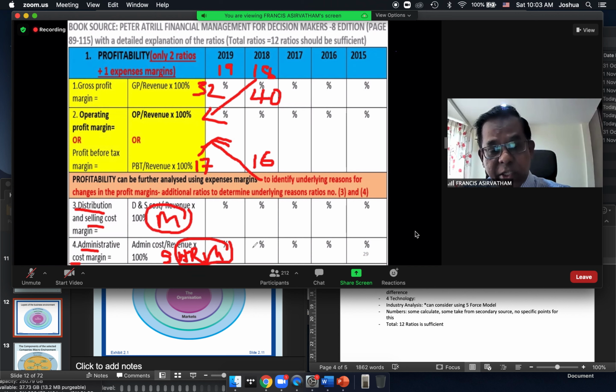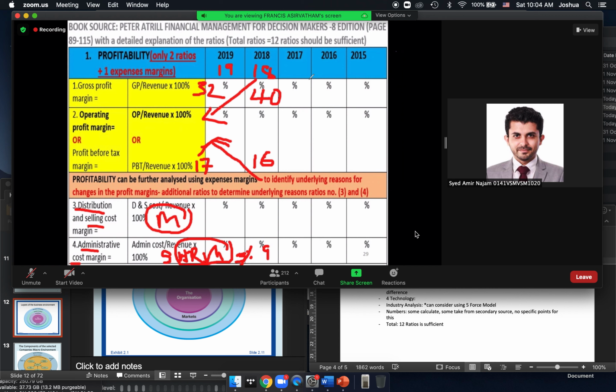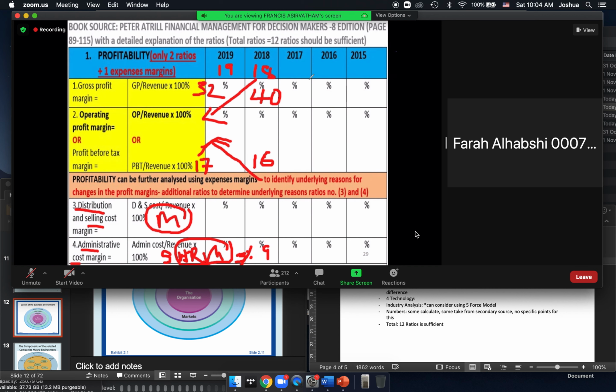Let's say the HRM cost declined because the profit is going up. HRM cost reduced from 9% to 5%, which means there must be some staff being terminated. Is it good to terminate staff? Is it good to terminate staff? No. Not always. From what perspective are we talking about? It depends on the situation.